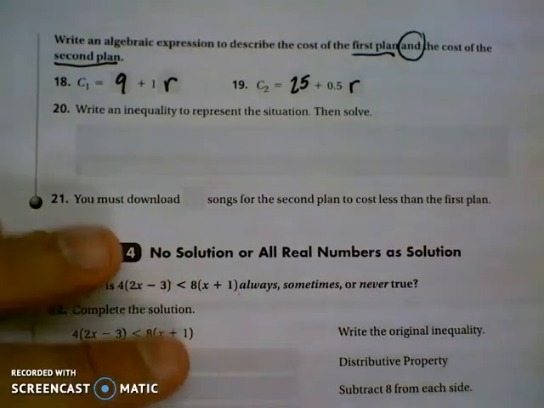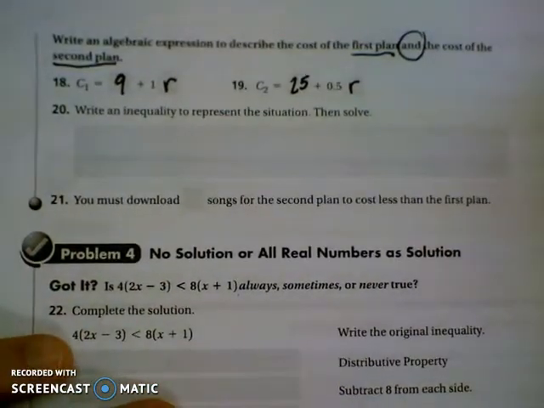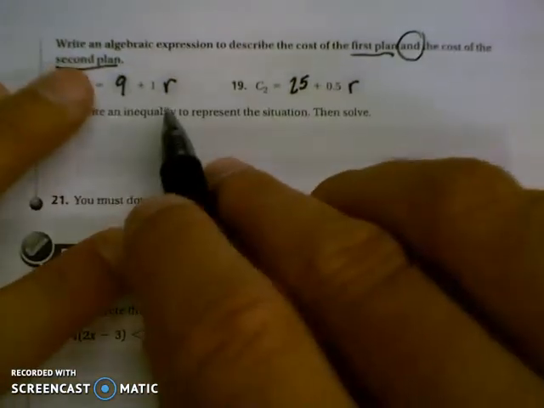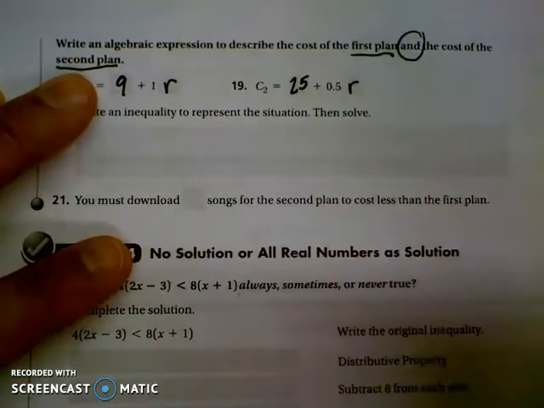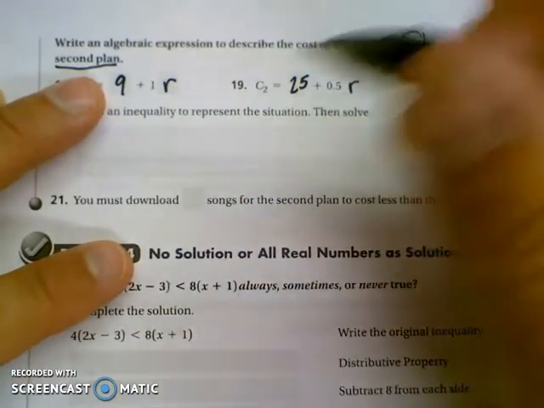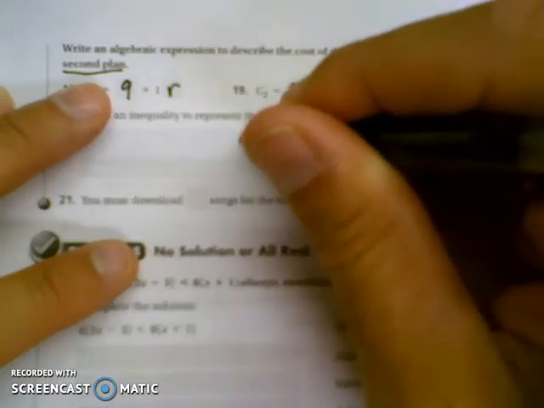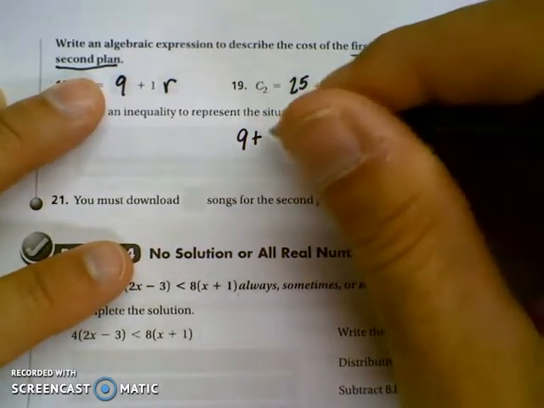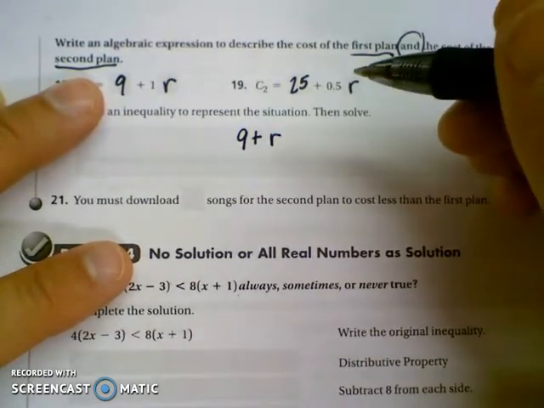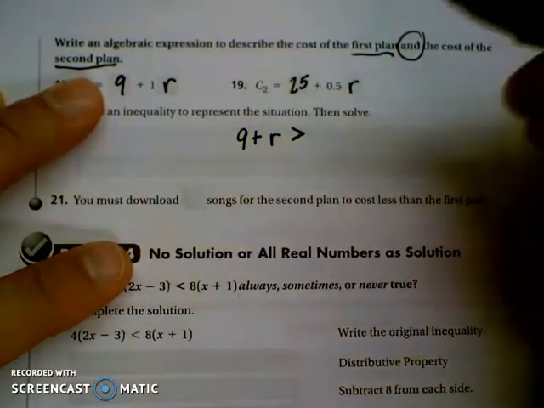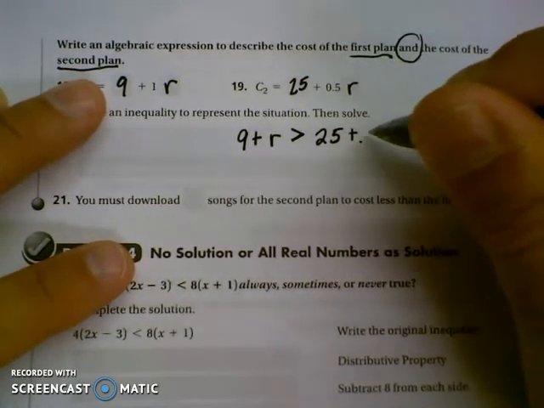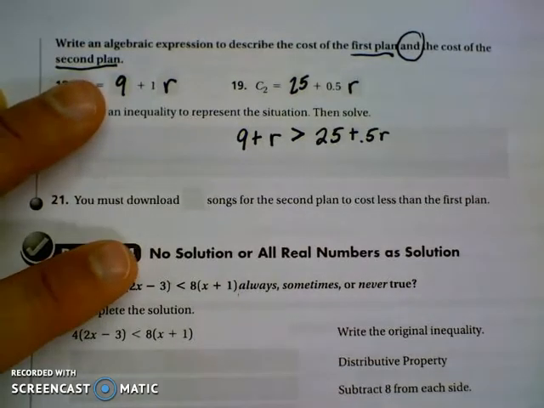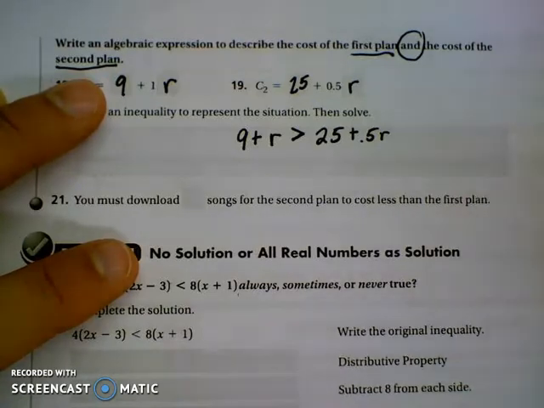Now we're supposed to write an inequality to represent the situation, then solve it. And this is where it's going to get a little difficult for you guys. We have 2 things here, right? And so let's write down what we know first. So let's write down the first plan. 9 plus 1R, or just R, right? And that's going to be greater than 25 plus 0.5 r. And so why is it greater than?